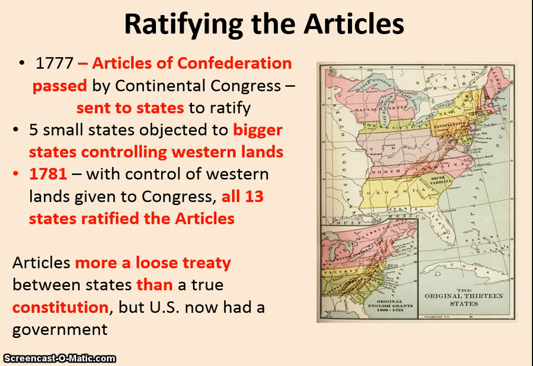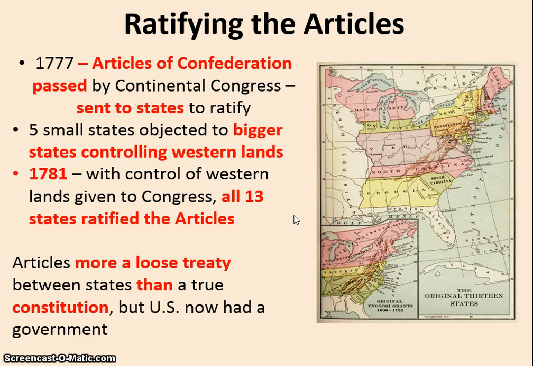However, the Articles were passed in 1777 by Continental Congress and then sent out to the states to ratify. Now, 5 of the smaller states objected to the bigger states controlling western lands, and we see here, for example, that Virginia and North Carolina and Georgia had significant lands out to the Mississippi River, whereas the smaller states did not have those. So they objected to that. So in 1781, the larger states agreed to give up control of those lands to Congress, and with this, all 13 states ratified the Articles.